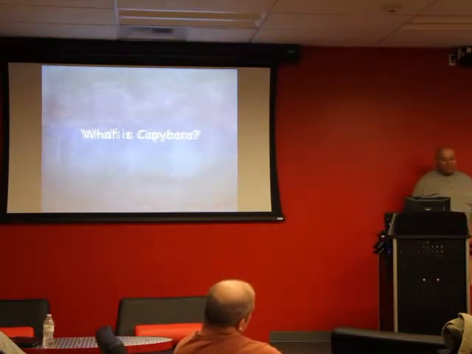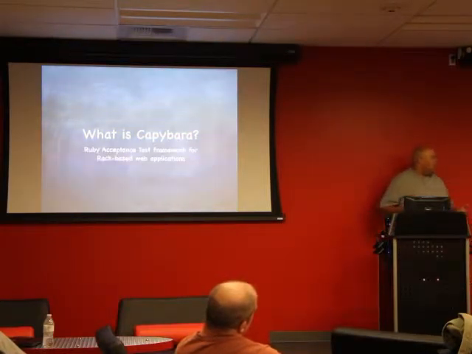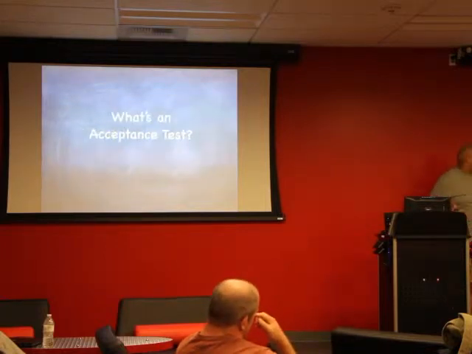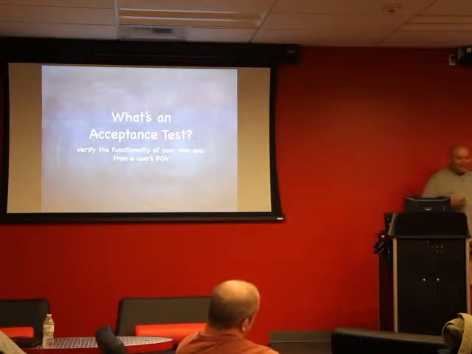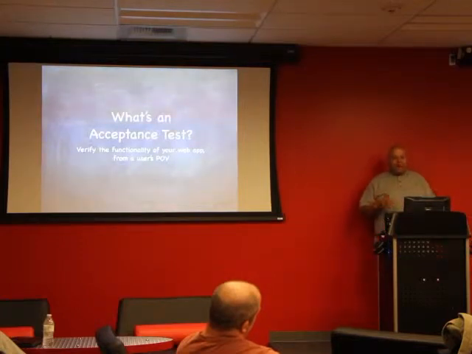We're not talking about what's a capybara, we're really talking about what is Capybara. So the one sentence summary of Capybara is a Ruby acceptance test framework for rack-based web applications. And I'm not really sure that says a lot, because, I mean, what's an acceptance test? The one sentence summary is it's a test whose purpose is to verify the functionality of your application from the point of view of a user who's using it. That's the key concept about what acceptance tests are about, and why they can be useful.